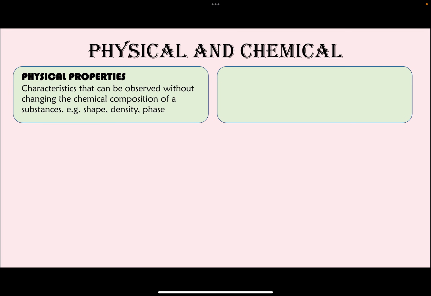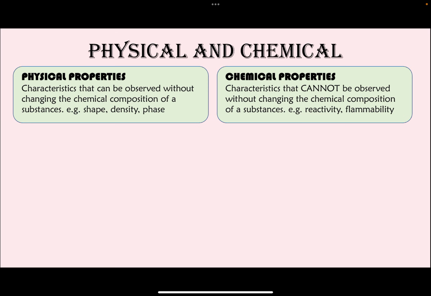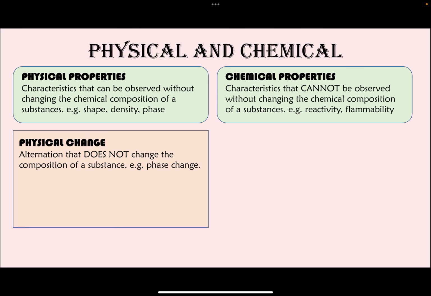So chemical properties, on the other hand, cannot be changed without changing the chemical composition. This normally involves the reactivity or flammability. For example, if you take a piece of paper and you burn that piece of paper, it's not paper anymore. So the chemical composition changed. So physical change then would be the change that does not change the chemical composition. As I mentioned, phase changes are the most common examples of physical changes.